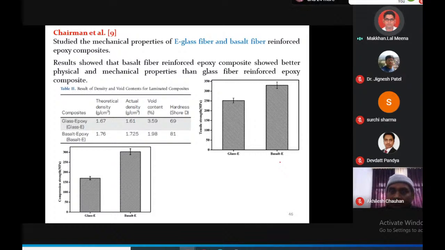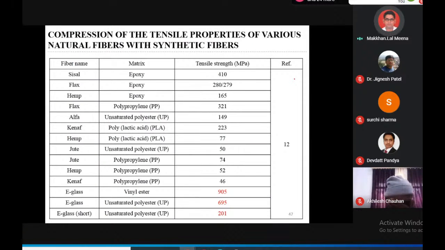So basalt epoxy is better as compared to glass epoxy reinforced. So tensile strength is also high. Now this is the comparison of tensile properties of various natural fibers with synthetic fibers, such as sisal and flax. These are the different fibers.